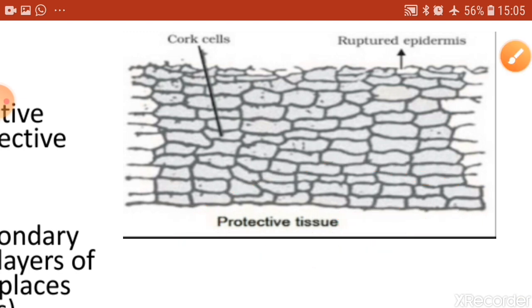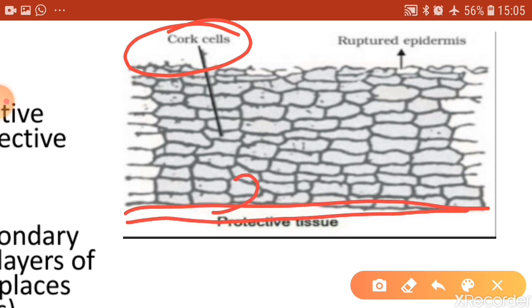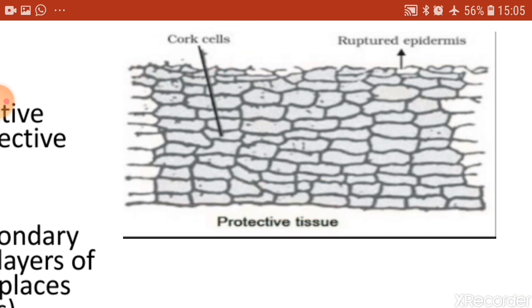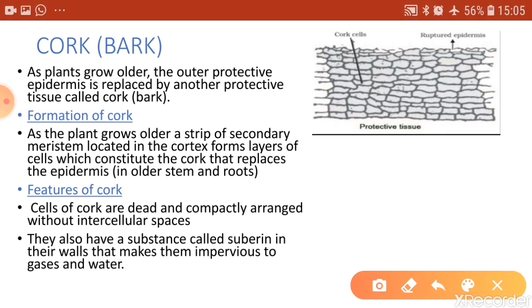The cells of the cork are dead. When the cork cambium forms cells, the cells on the outer surface are dead cells. The cells are dead, tightly packed with no intercellular spaces, and their cell wall is made up of a waxy substance called suberin, that is impervious to gases and water.